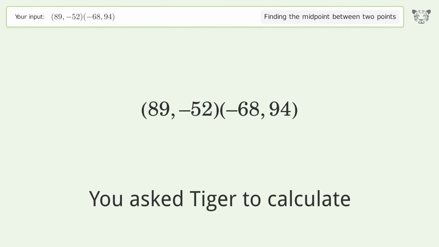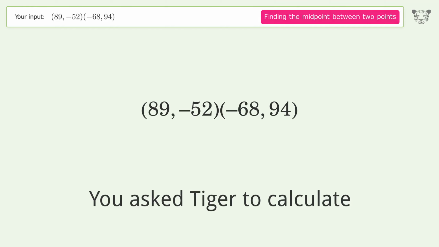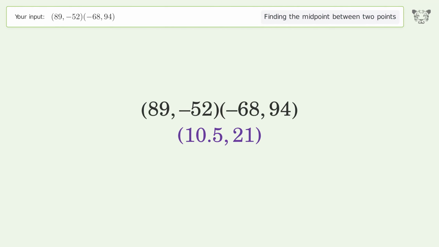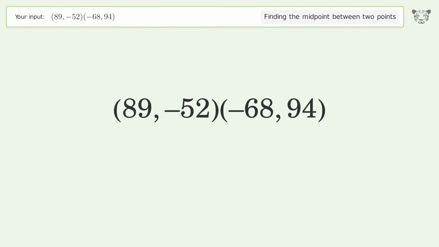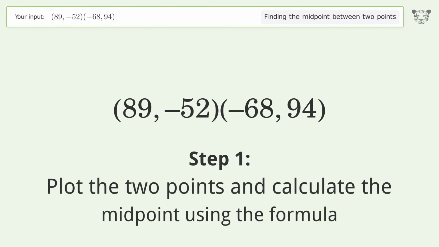You ask Tiger to calculate. This deals with finding the midpoint between 2 points. The midpoint between the 2 points is 10.5, 21. Let's solve it step by step. Plot the 2 points and calculate the midpoint using the formula.